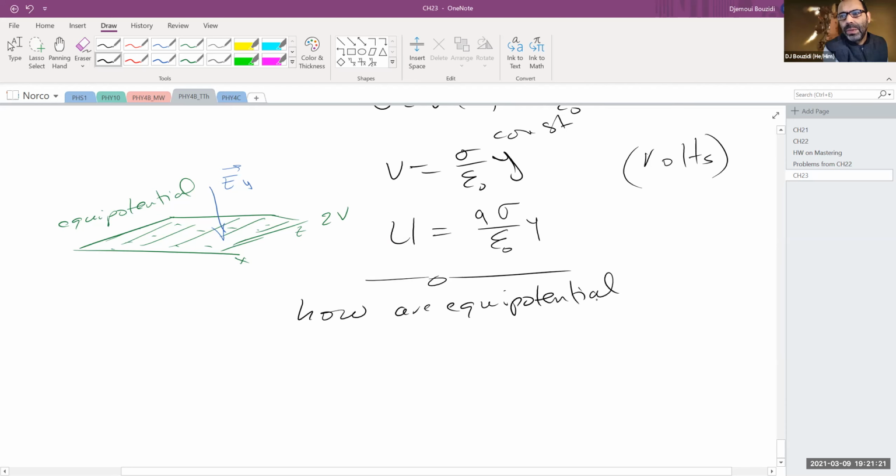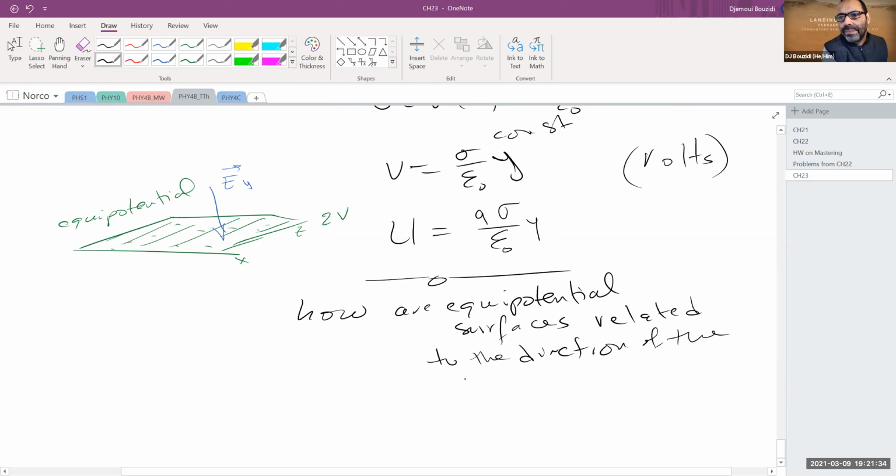equipotential surfaces related to the direction of the electric field? This is a big deal. We want to find this result. We found them perpendicular in this case. Is this true only for this case, or is it true all the time?